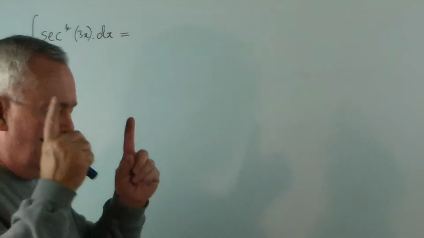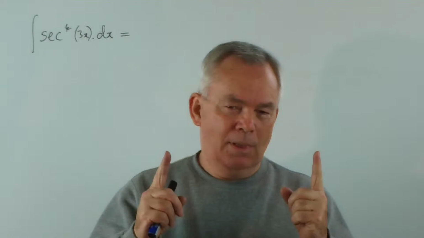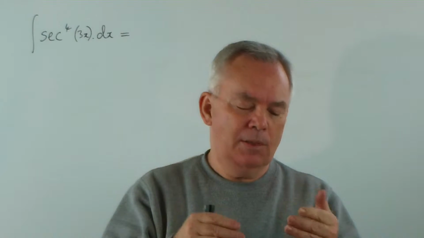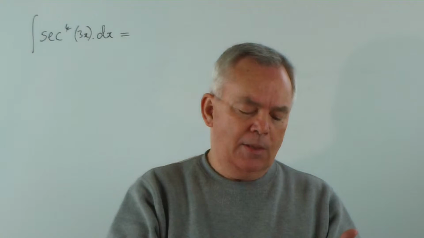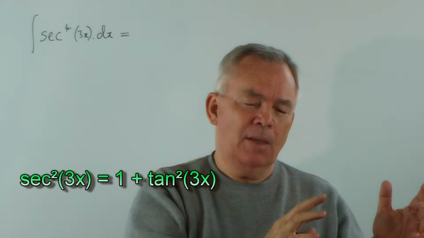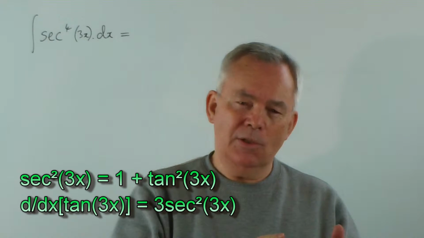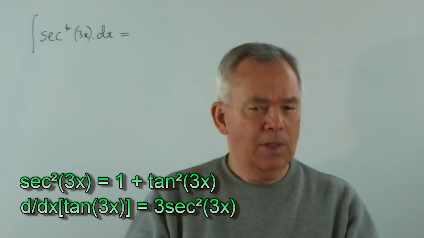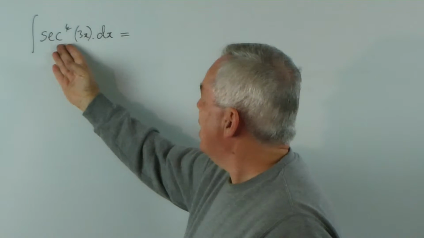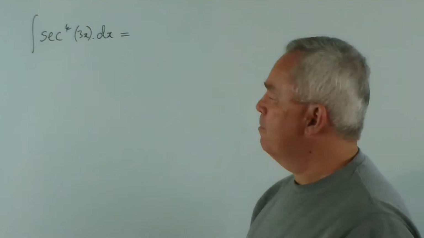Why? Because there are two interesting concepts we can link together with secants, and that is that secant squared is linked with tangent squared through a trigonometric identity. But also the derivative of tangent is the secant squared, so it's also linked through derivatives. So the key to unlocking this particular integral is to use tangents.